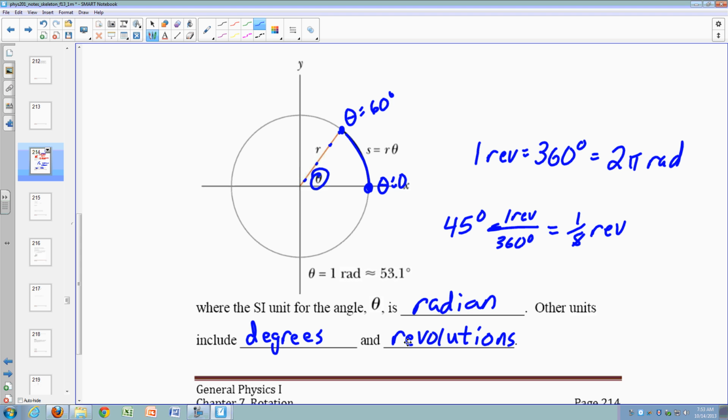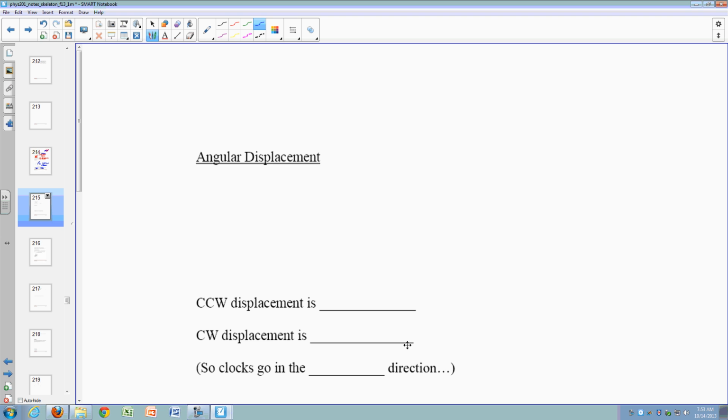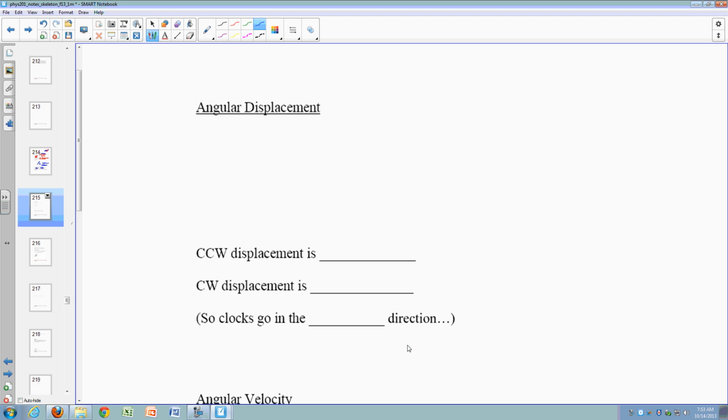Radians, right. But usually we'll give units in degrees or revolutions, because people just don't use radians that often. But you'll need to convert them to radians. I'll show you. We'll do some examples. All right, so that was angular position.